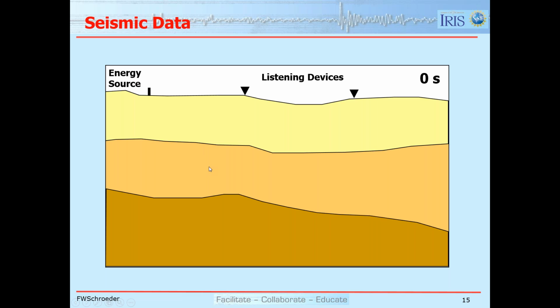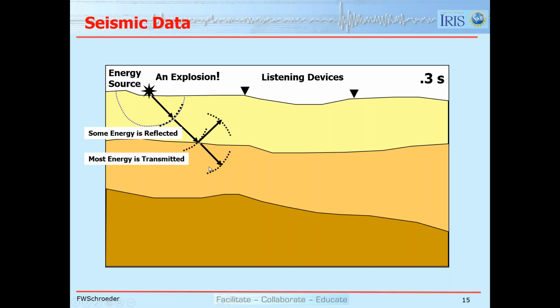So we'll have the energy source go off. This could be a stick of dynamite, common in the old days, not as common these days. It could be a series of vibrator trucks, or in a marine environment, it could be a series of air guns. So the energy goes down, bam, and we record the time after the shot.